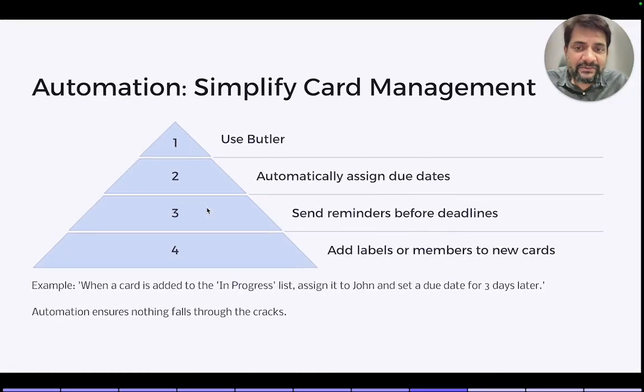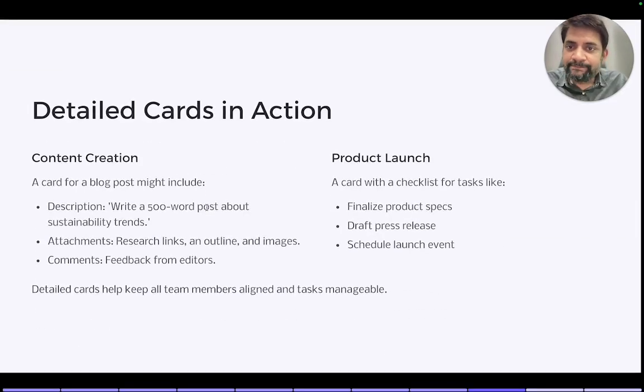Automation simplifies card management. You can use Butler to automatically assign due dates, send reminders before deadlines, and add labels or members to new cards. For example, when a card is added to the In Progress list, assign it to John and set a due date for 3 days later. Automation ensures nothing falls through the cracks. Now that's how you can automate the card.